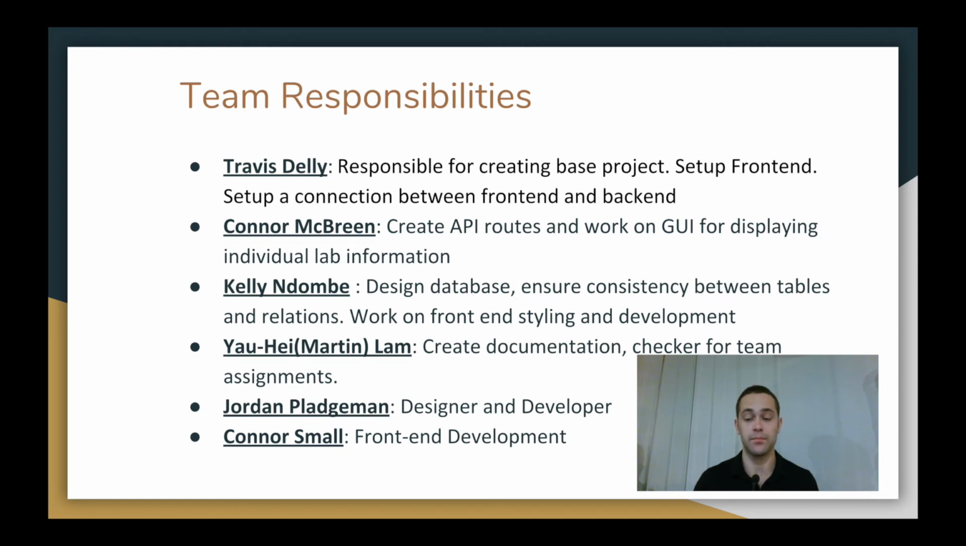He will be checking for team assignments, and he will also create API routes and work on the front to back end connection. Jordan Plagman will be working on updating the current Eclair server to the newest version of the project in order to have a live testing environment. And Connor Small will be creating a system activity log to monitor changes to the database and working on developing the automated notification system to alert lab managers of excessive MAQs.